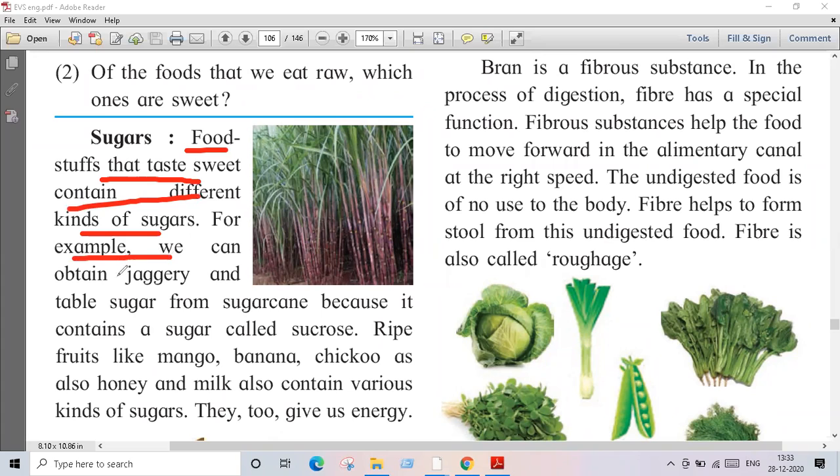For example, we can obtain jaggery and table sugar from sugar cane because it contains a sugar known as sucrose. It contains sugar known as sucrose.